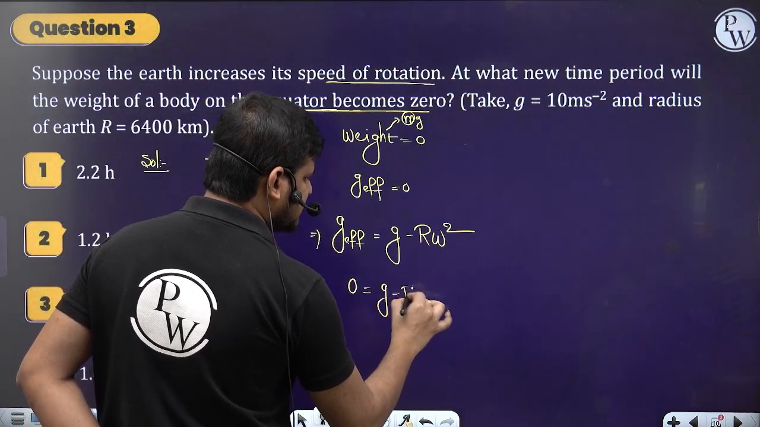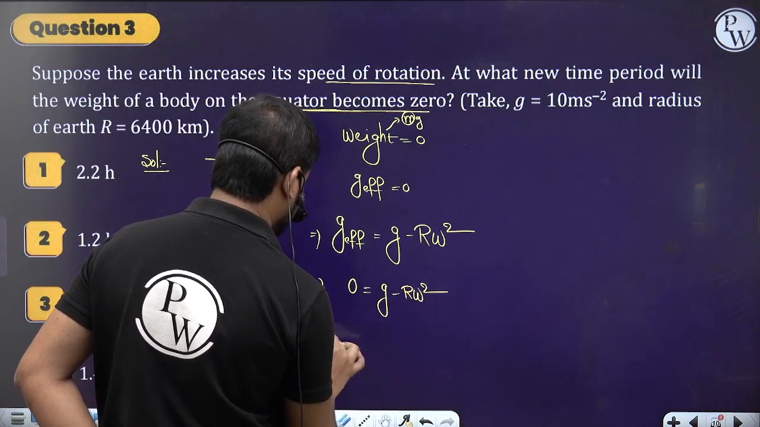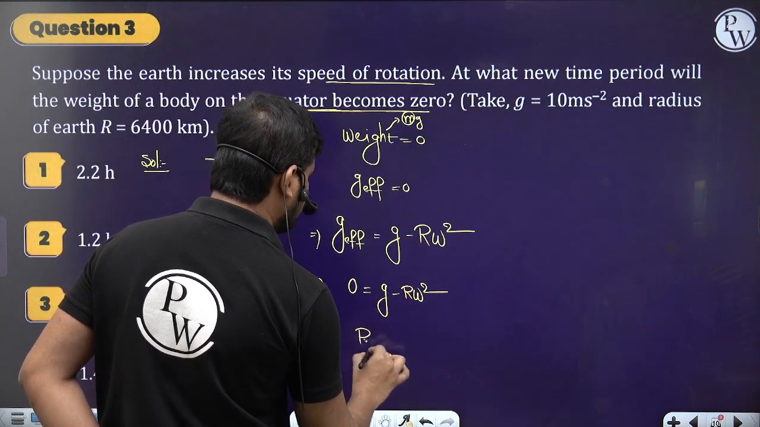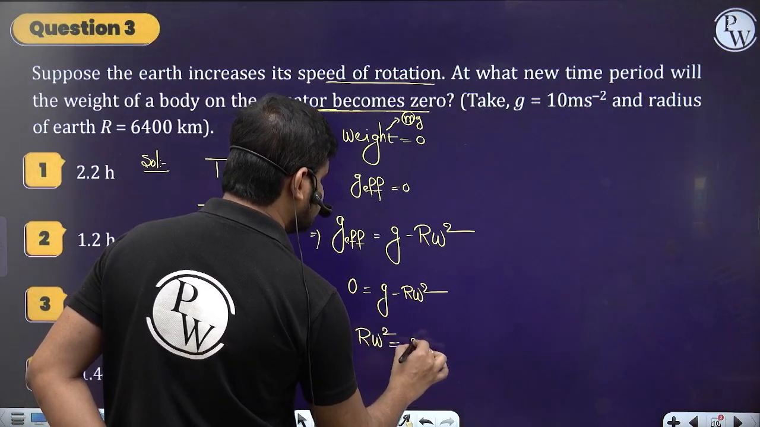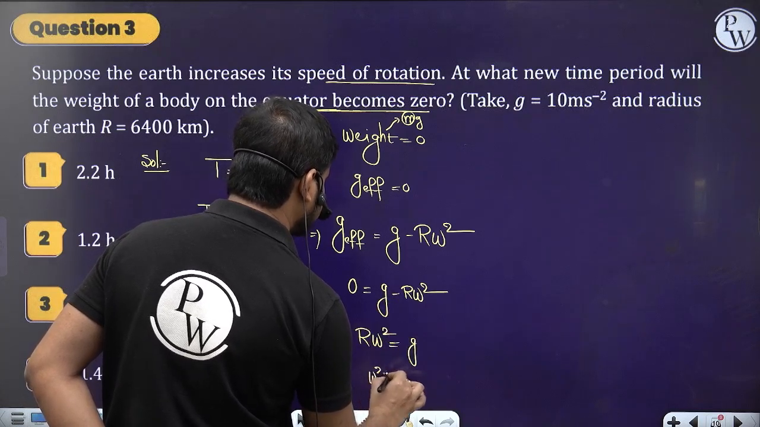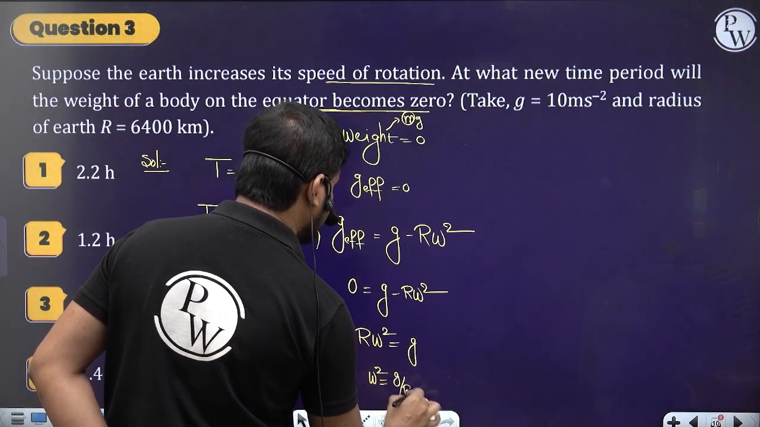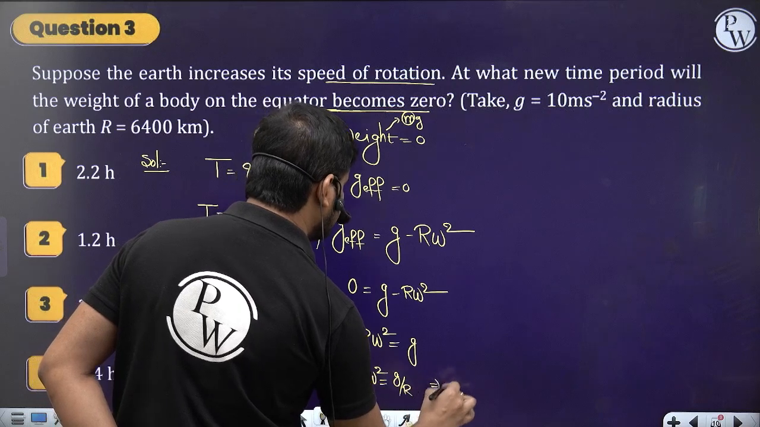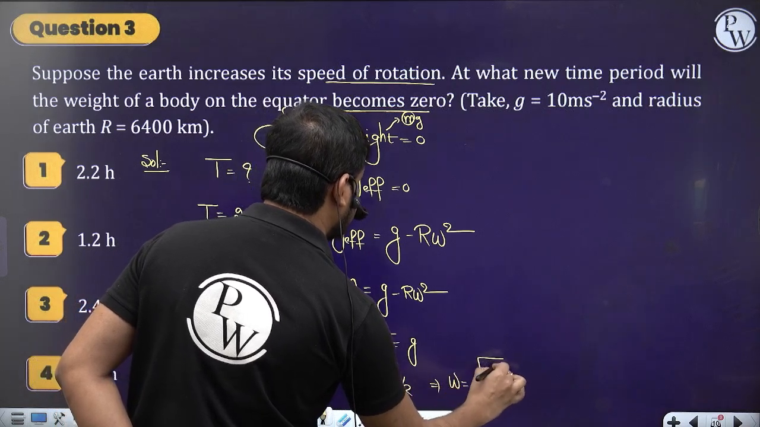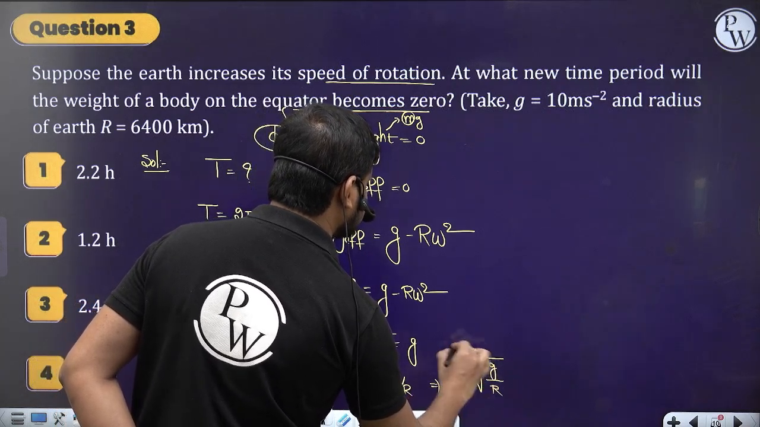So G minus R omega square from here. So R omega square is equal to G. So the omega square is equal to G by R, and then the omega is equal to root over G by R.